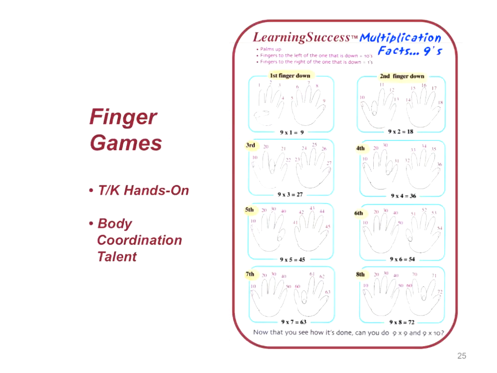Finger games. A lot of you know about the 9 trick for the multiplication facts. And so this is a chart showing that. But again, they're games that show the hands-on, the tactile kinesthetic hands-on, how to meet the need for that person, and even body coordination talent.